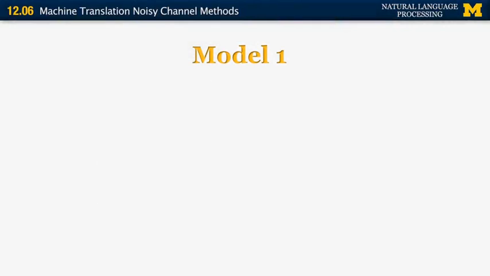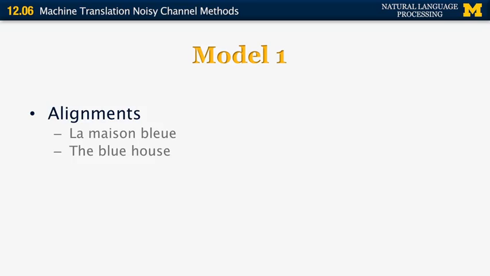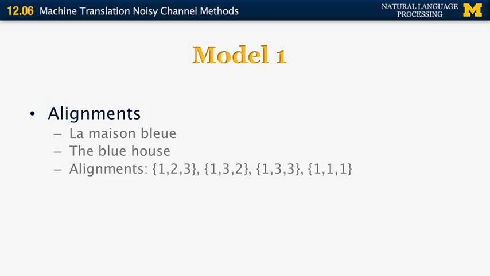So let's look briefly at IBM Model 1. IBM Model 1 is based on alignments of sentences. So for example, you have a pair La Maison Bleue in French with the blue house. And you look at all the possible alignments. There can be things like 1, 2, 3, which means that the first French word becomes the first English word, the second becomes the second, and the third one becomes the third one. The second alignment is 1, 3, 2, which means that the first French word becomes the first English word, but then you swap the order of the second and the third one. And there are other combinations. For example, you can say that the second English word doesn't exist in French, but the third English word corresponds to the second and third French words.